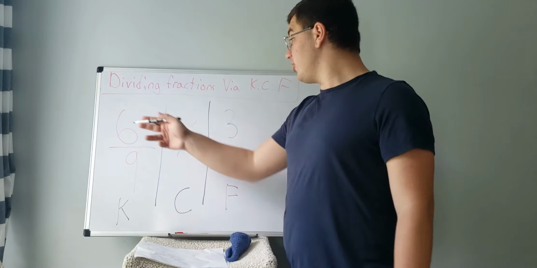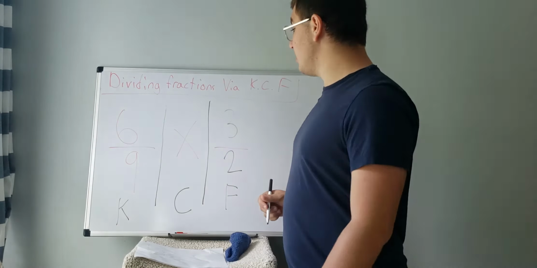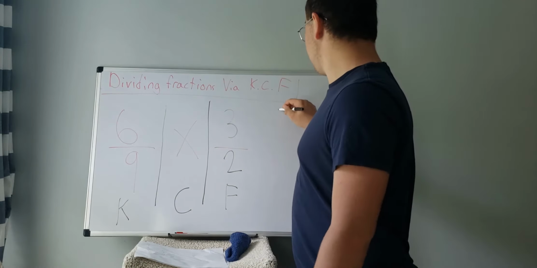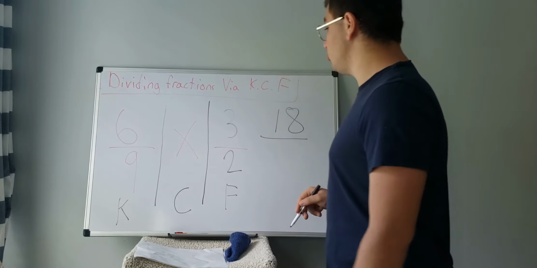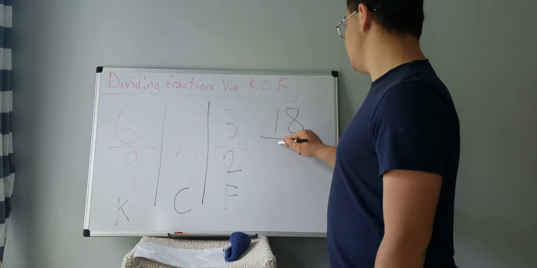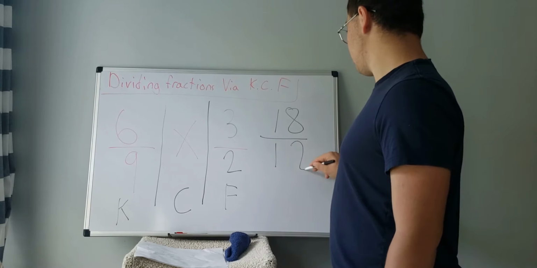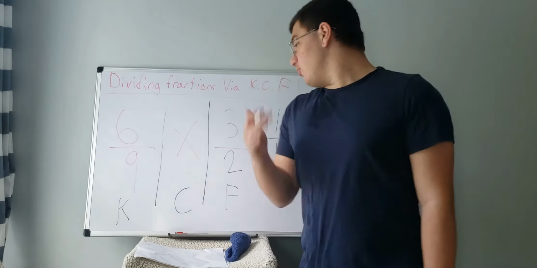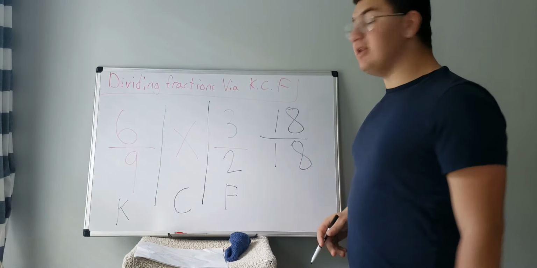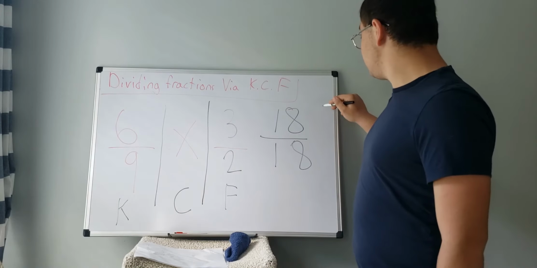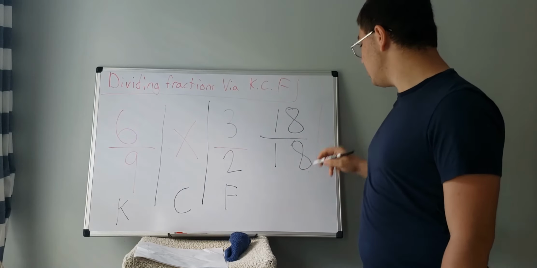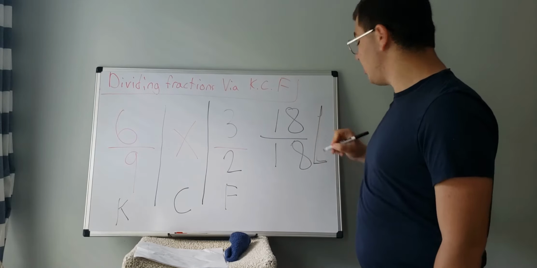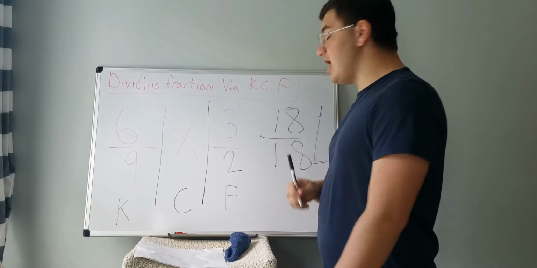Now it's just a matter of multiplying straight across. So we're going to do that. So 6 times 3 is 18 over 9 times 2, which is 18. So, well, you got your answer, 18 over 18, and that simplifies to 1, because 18 goes into 18 one time, and 18 goes into 18 one time, and 1 over 1 is just shown as 1.